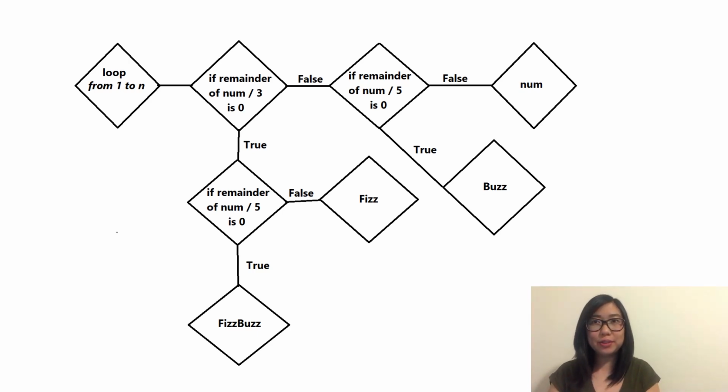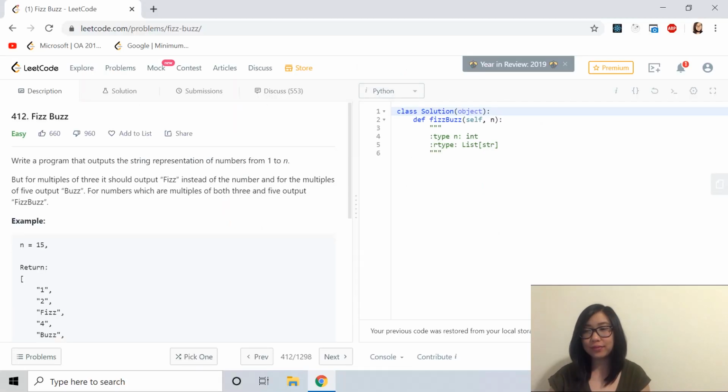If it's only divisible by 3 and it's not divisible by 5, we will output fizz. And if it's divisible by 5 but not divisible by 3, we would output buzz. And then otherwise, if it's not divisible by 3 nor divisible by 5, then we will output just the number we're currently on. Now that we have our algorithm, let's look at how to write this code in Python.